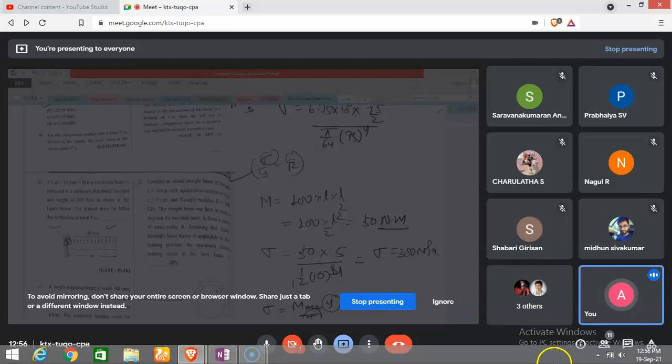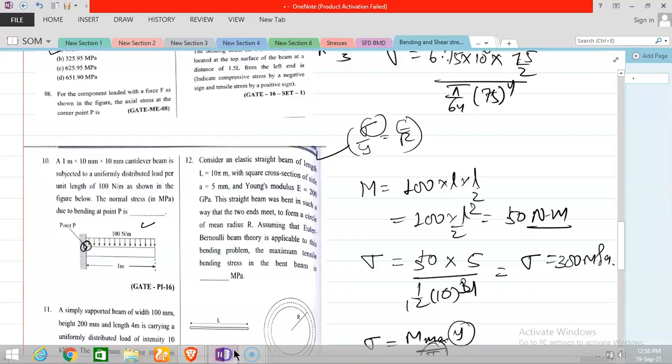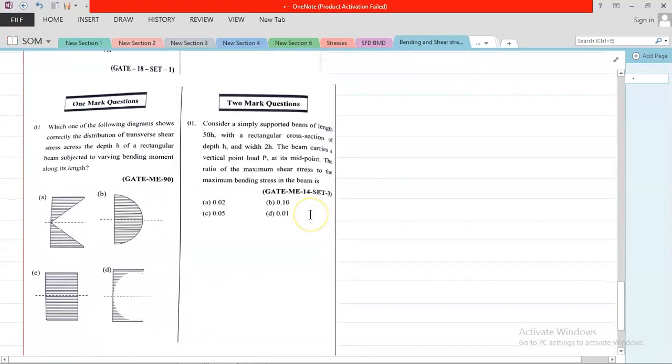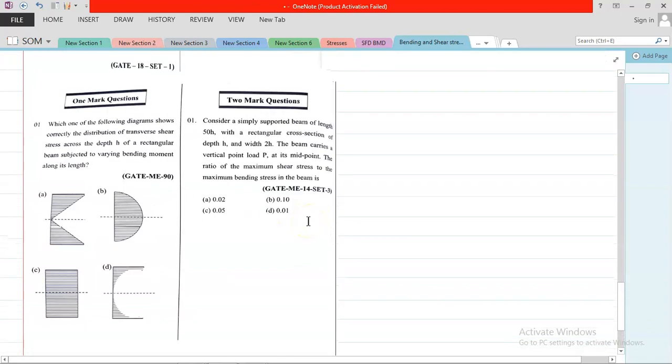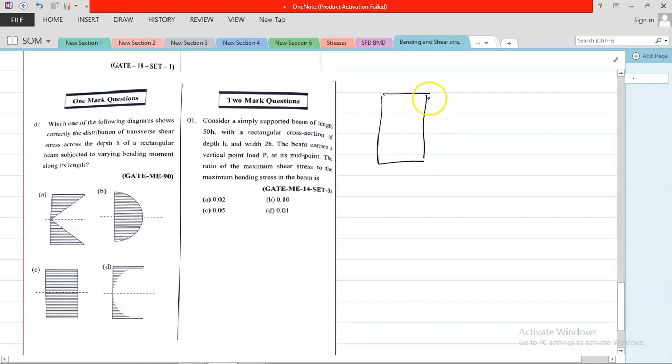Please respond because I have only 4 minutes left, so I need to cover the shear stress, because there are only 3 stress questions. So you can see how easy the format is. One question is given for the transverse shear stress for a rectangular section. I explained in my shear stress lecture that the shear stress for any section is parabolic in nature. So option B is correct.